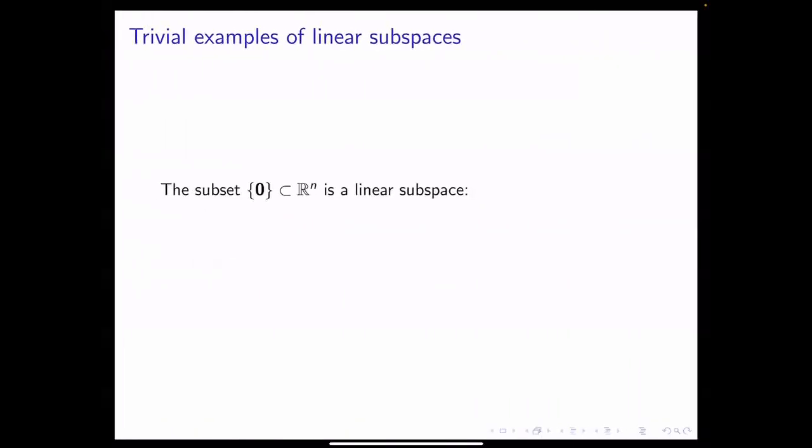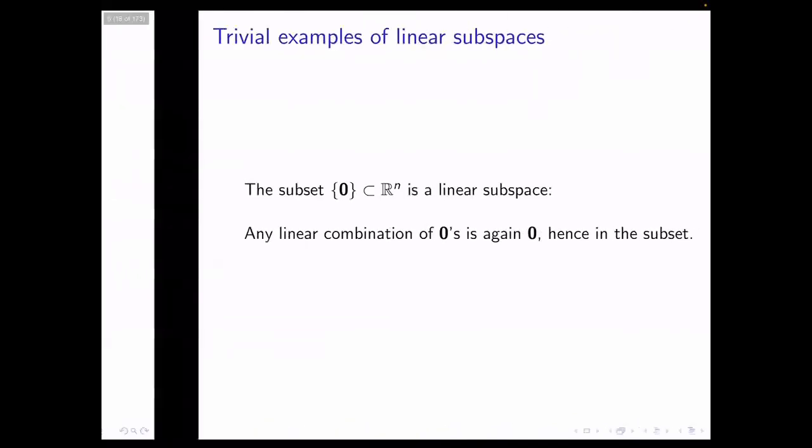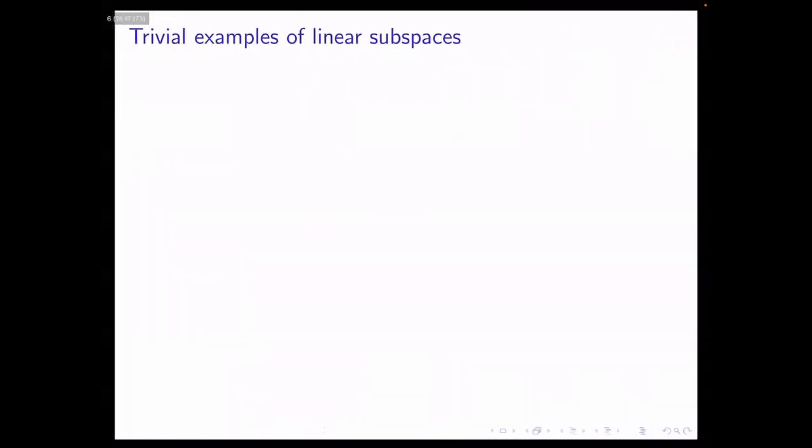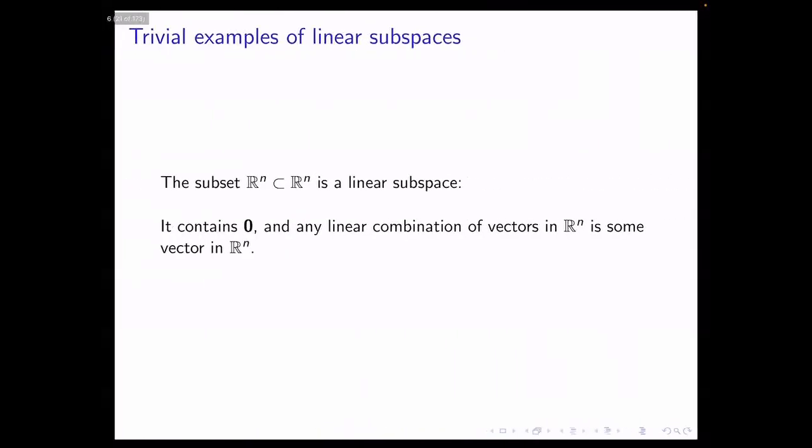Some trivial examples. The subset 0 inside Rn is a linear subspace. Any linear combination of zeros is again 0, hence it's a subspace. Rn as a subset of itself is a linear subspace because it contains the 0 vector, and any linear combination of vectors in Rn is some vector in Rn.